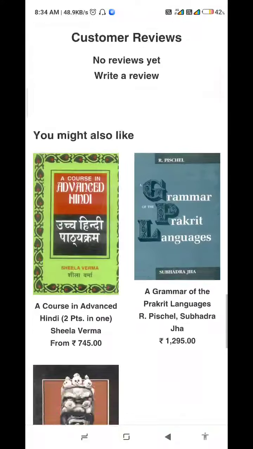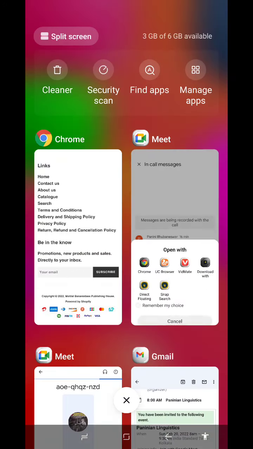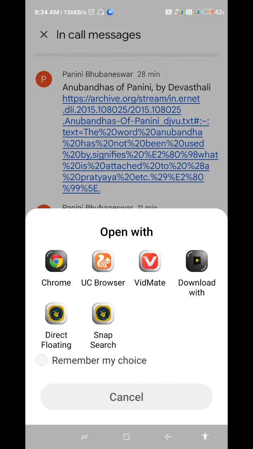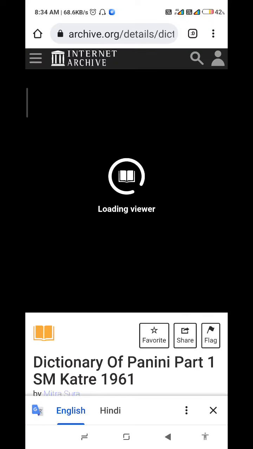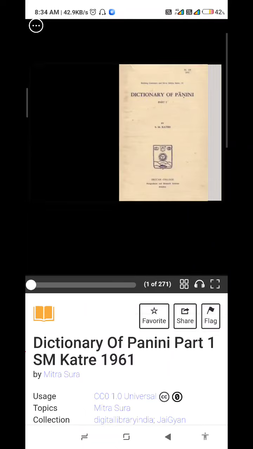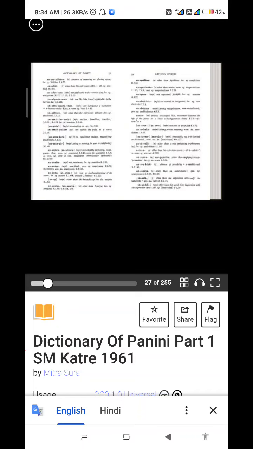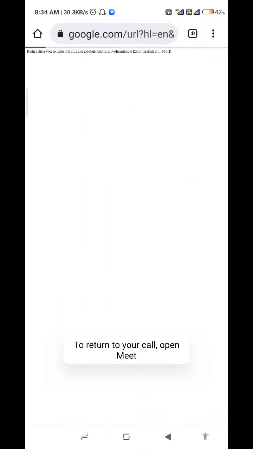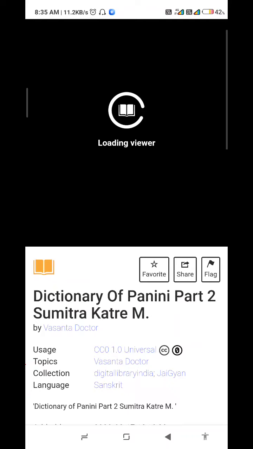One example you can see here. Any letter you see here, all are used. I don't think it is clear, but this is the Dictionary of Panini by S.M. Katre, published by Deccan College. It is in 3 volumes. One should always keep it at your side so that for any word you are interested in, you can find out in which sutras it comes, whether Panini has used it, in which sutra, and in what sense. All things you will get in this book.